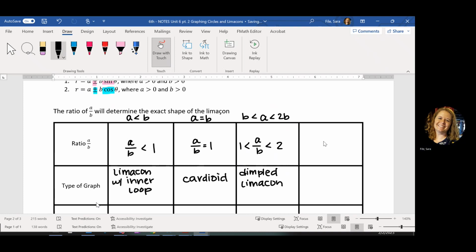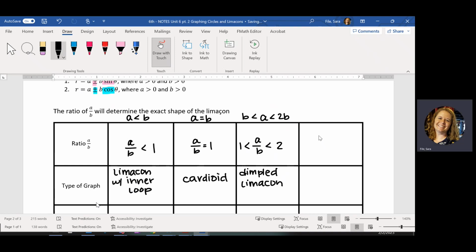Okay. No, the cardioid comes all the way back into the pole at like a point. And I'm going to draw a picture of these for you in a second so you can see the difference. The dimpled limacon is going to dimple in, but not come all the way back to the pole.